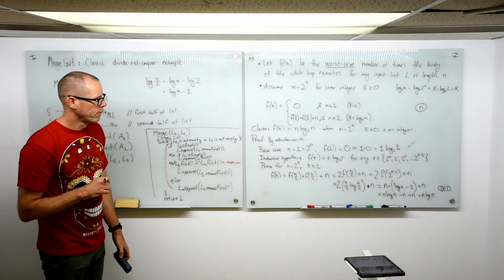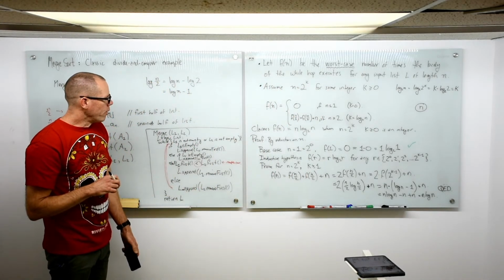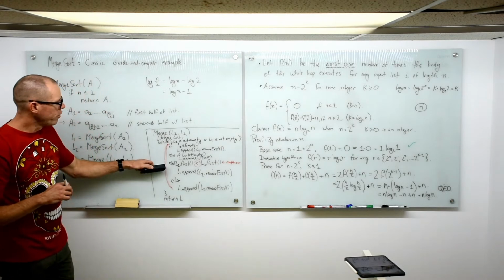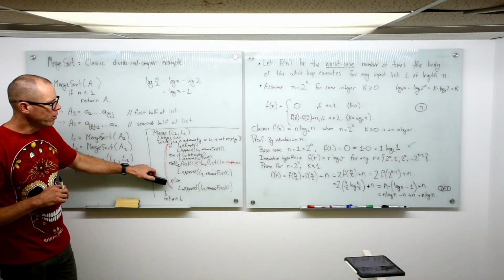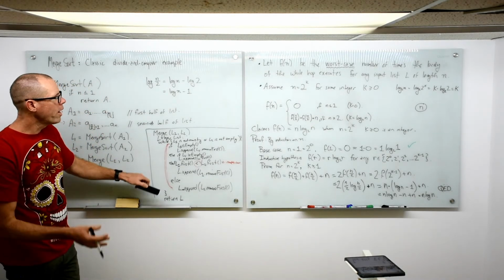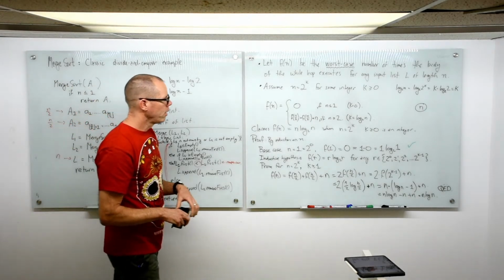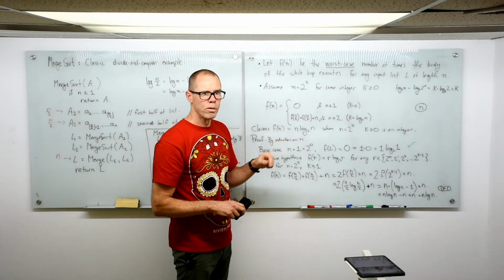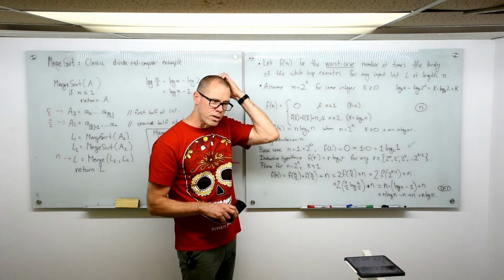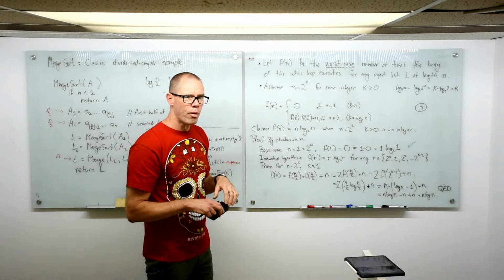All right. So indeed, the number of times the inner body of this while loop executes throughout the entire, all the recursive calls is n log base 2 of n. In fact, it's exactly n log base 2 of n, and that's when n is a power of 2.